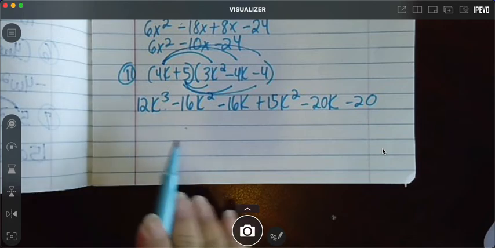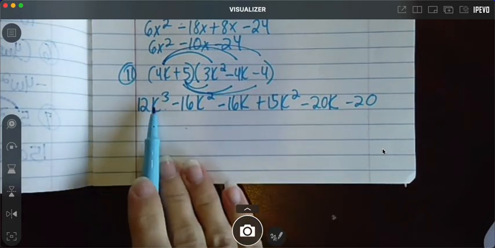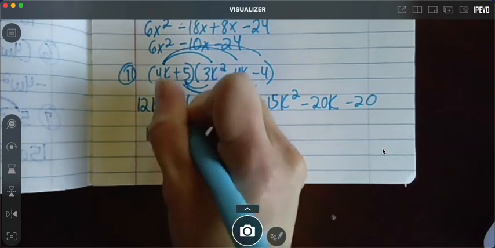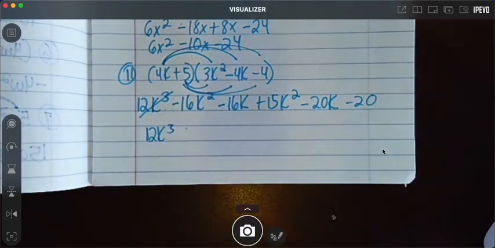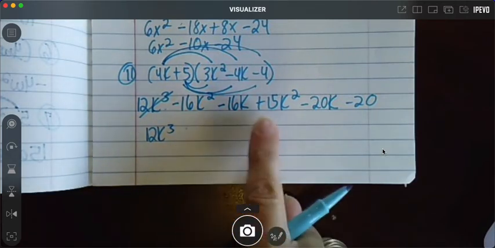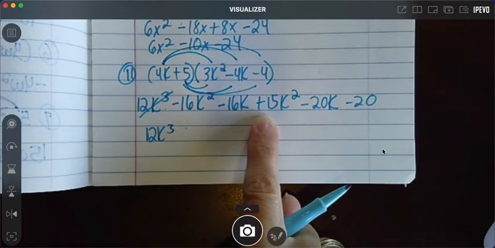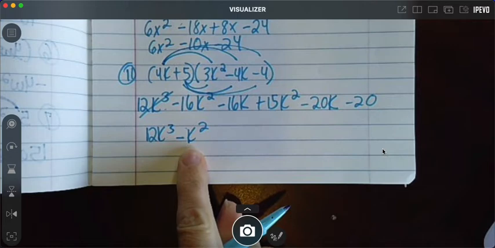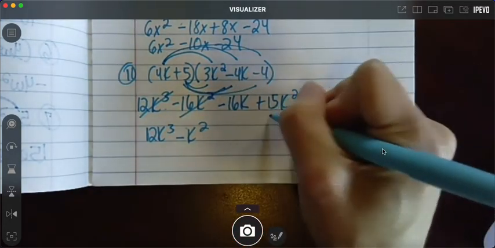So I would start with my k to the third. Are there any others? No. So I'll just bring it down. You're just combining like terms. Look at your k squareds. Negative 16 plus 15. How many are there? Negative 1 k squared. You can write the 1 if you want to. Okay? I usually don't, and I'm going to mark those off.